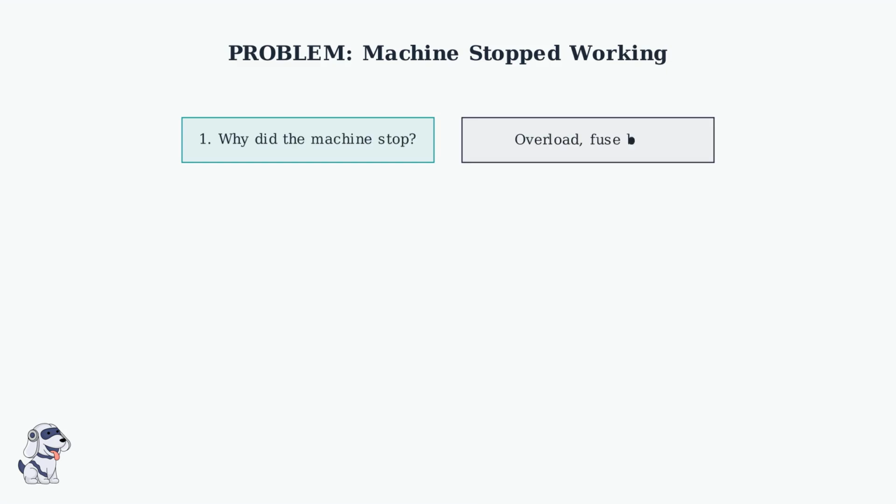Let's walk through a practical example of the 5 whys technique. Imagine a machine in a factory suddenly stops working. We'll use the 5 whys to find the root cause. First, we ask, why did the machine stop? The immediate answer is that there was an overload and the fuse blew. But we don't stop there.